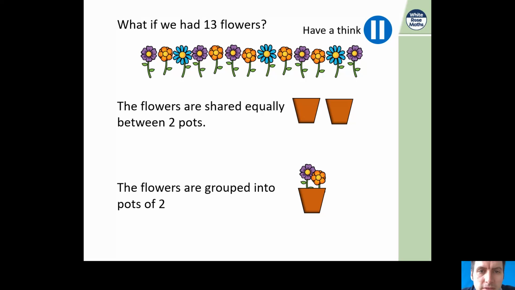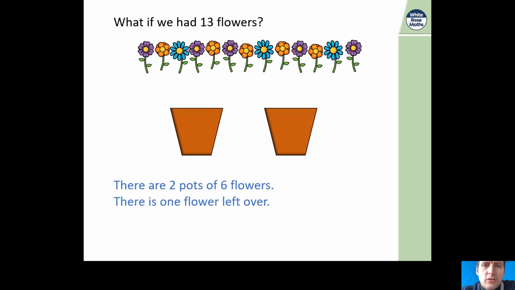Okay, if we had 13 flowers and the flowers were shared equally between the 2 pots, what do we think would happen? Have a think about that. And if they were in groups of 2, what would happen? We look here now. Again, we've got 6 in each pot, but we end up with that magical flower left over because it's an odd number.